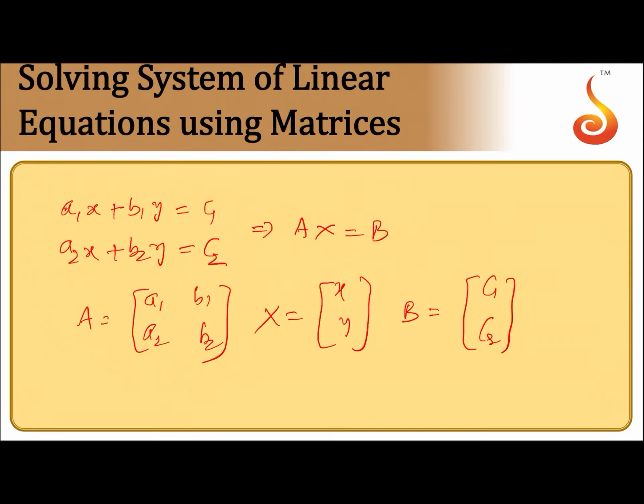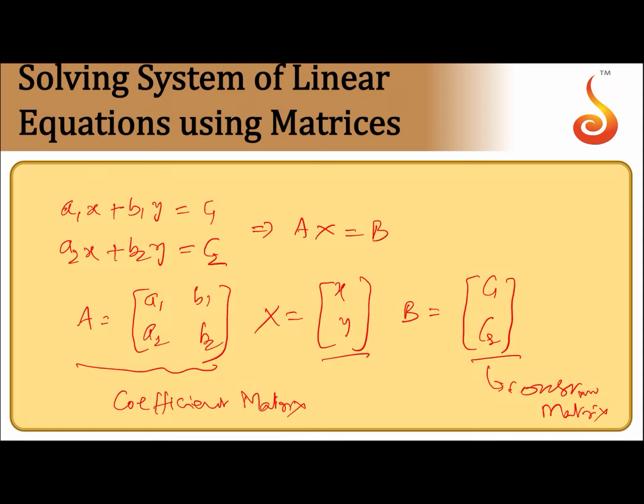This A is called the coefficient matrix. This is the unknown matrix, and this is the constant matrix. This is said to be a system of two equations in two unknowns.